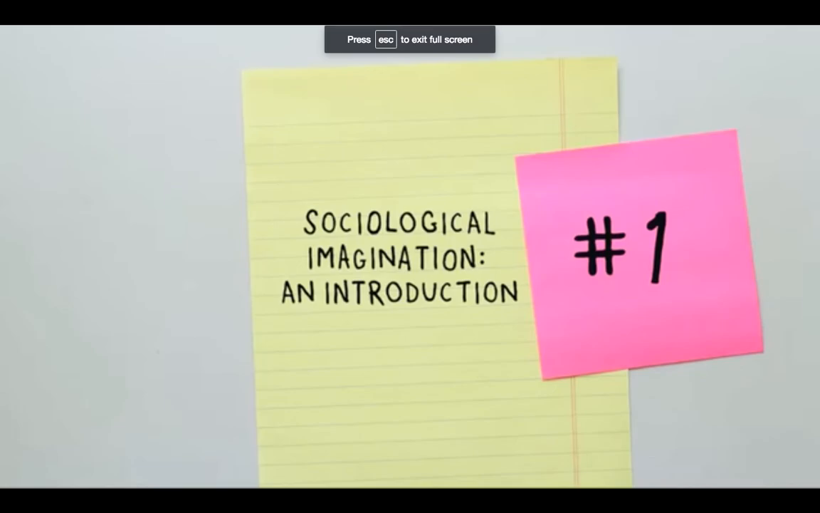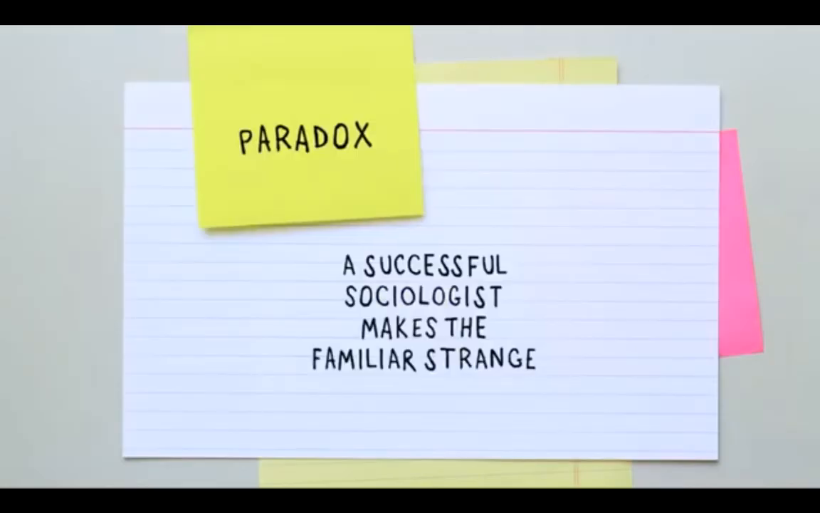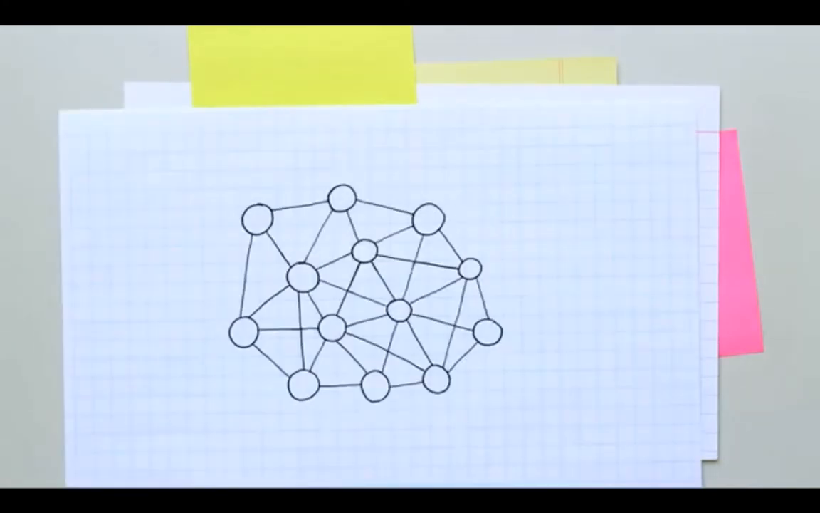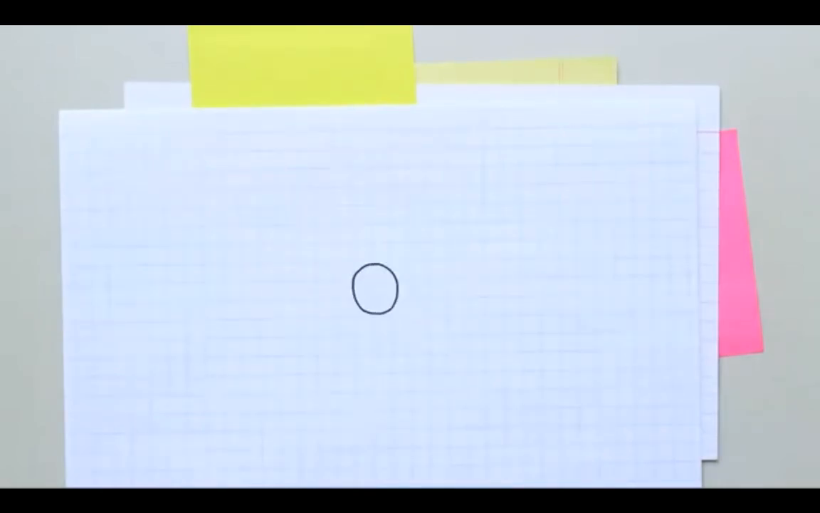Chapter 1. The Sociological Imagination. An Introduction. Paradox. A successful sociologist makes the familiar strange. Sociology is the study of human society and its social structures and dynamics. Or, as C. Wright Mills famously put it, sociology lies at the intersection of history and biography.